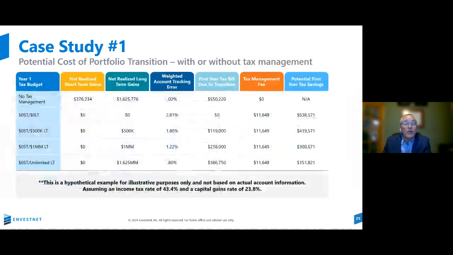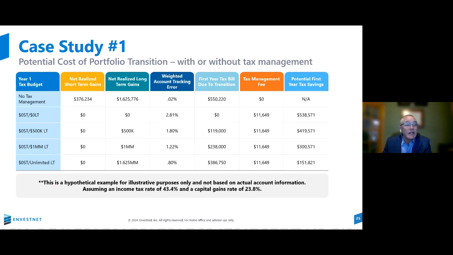Then what we do is show them exactly what this means to their bottom line. So as you can see, with the no tax management option, they would have had to take substantial short and long-term capital gains. They would have gotten very tight tracking error, but the first year tax bill would have been over $550,000. Very few high net worth investors are going to be willing to pay that kind of money to the IRS if they can avoid it.